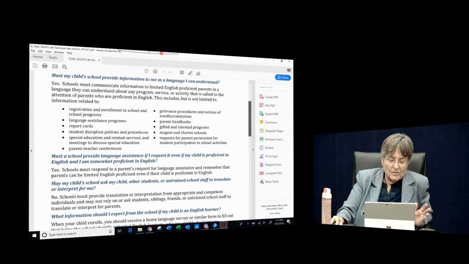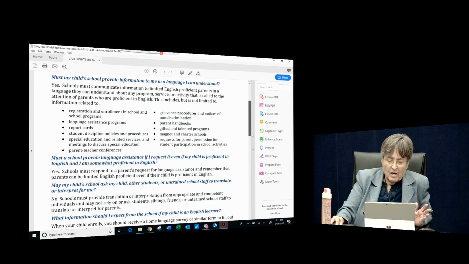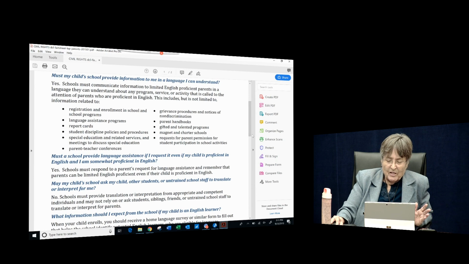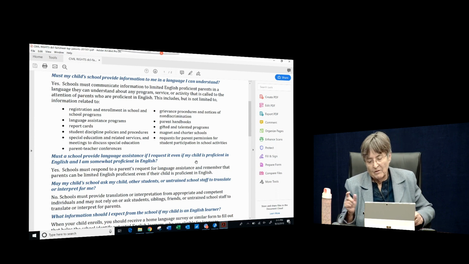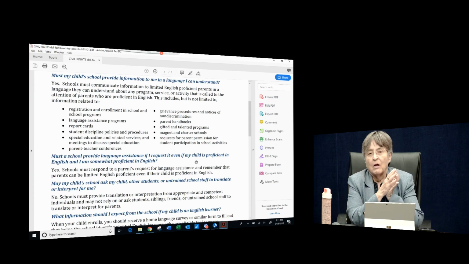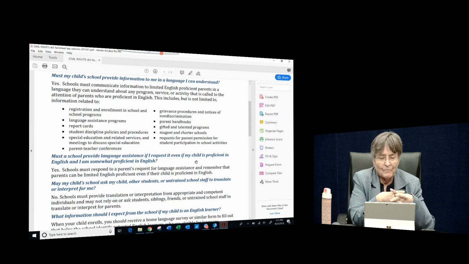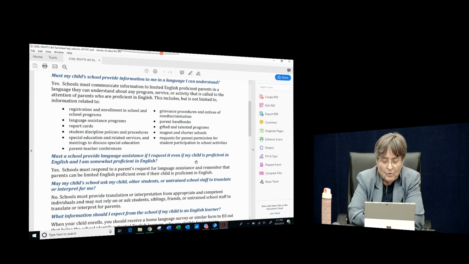So the first one is, must a school provide language assistance if I request it, even if my child is proficient in English and I am somewhat proficient in English? Yes. Schools must respond to parents' requests for language assistance, and remember that parents can be limited English proficient even if their child is proficient in English. So this has come up several times when someone comes to register and the school makes assumptions about the child.